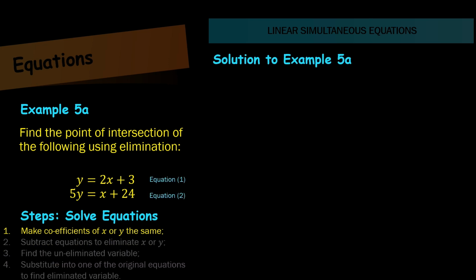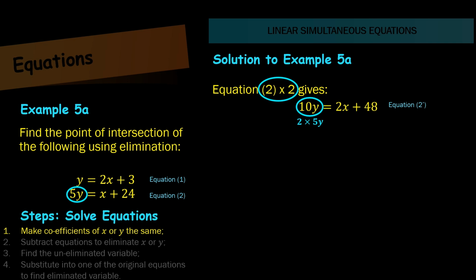We must either make the coefficients of x the same or the coefficients of y the same. We will proceed to make the coefficients of x the same. Multiply equation 2 by 2 to give 10y equals 2x plus 48. So 2 times 5y is 10y, 2 times x is 2x, and 2 times 24 is 48.